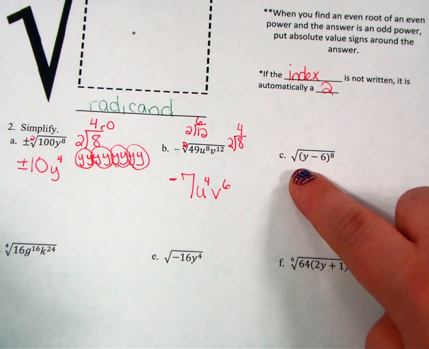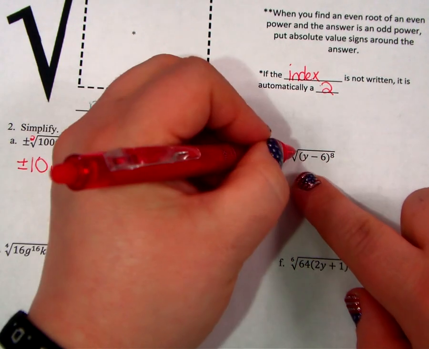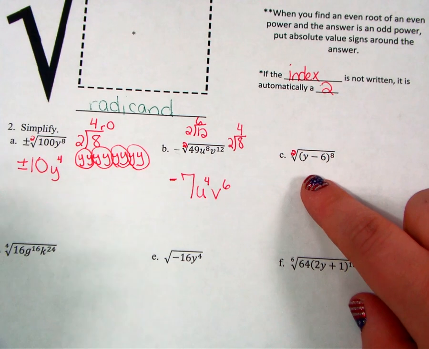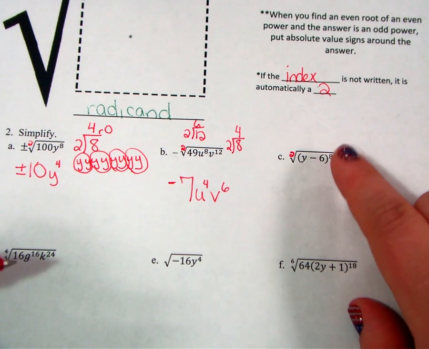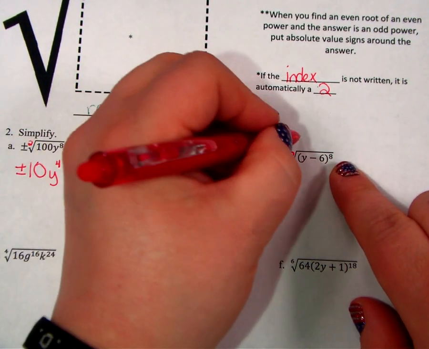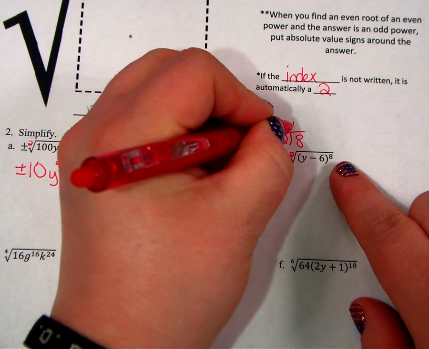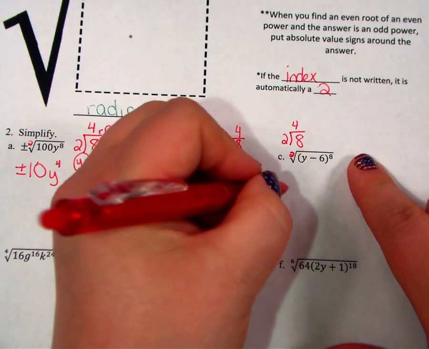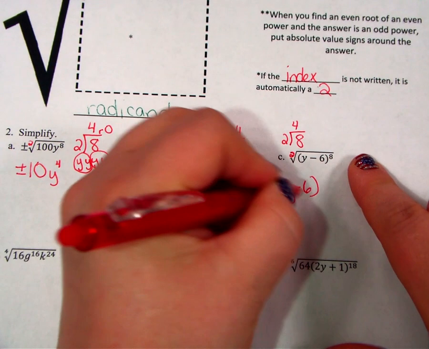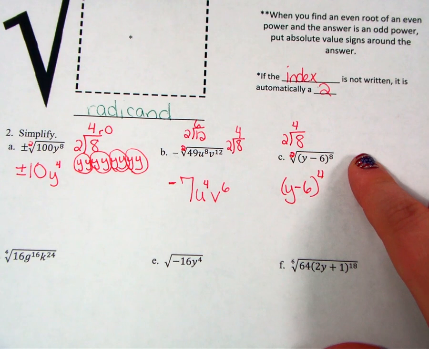Next one. We know that this is a square root because there's a 2 assumed to be in front when it's not written. The exponent is 8, so I have 8 divided by 2 is 4. So that means y minus 6 to the 4 comes out.